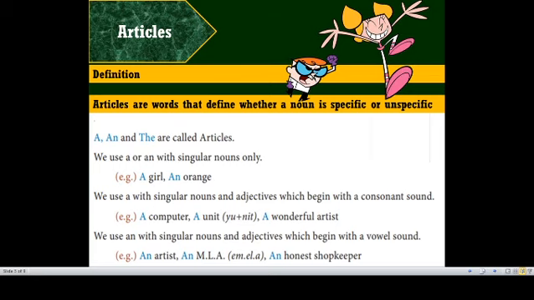So in this video we are going to learn where to use a or an and the. We use a or an with singular nouns only. First of all, we are using a or an with singular nouns.